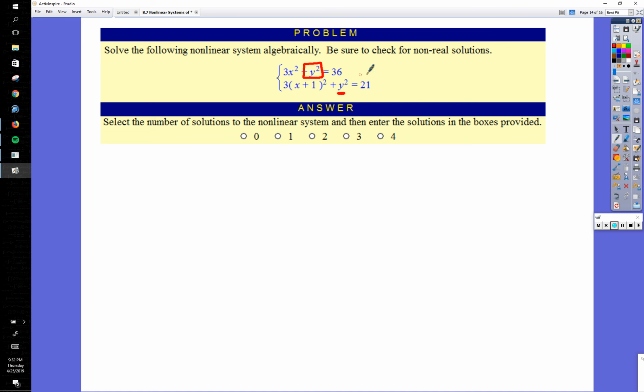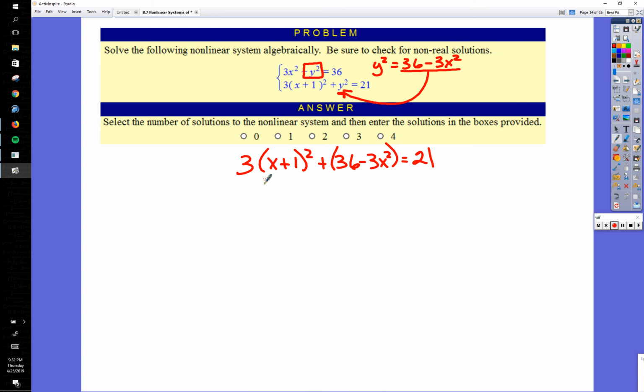So if I subtract 3x squared, then that allows me to write this with y squared isolated. And now what I can do is take 36 minus 3x squared and substitute that into the second equation. So we end up getting this for my new second equation. So instead of y squared, I end up having 36, I'm going to put it in bubbles just to remind us, okay, equals 21. And now we go ahead and solve. And I've got to do some arithmetic here, so I'll do it quickly. But x squared plus 2x plus 1, I do need to distribute that 3. So I get 3x squared plus 6x plus 3.